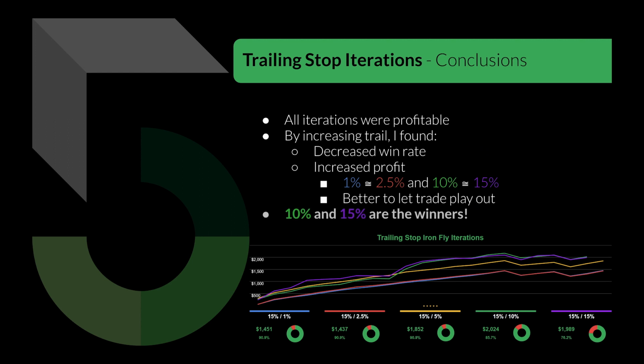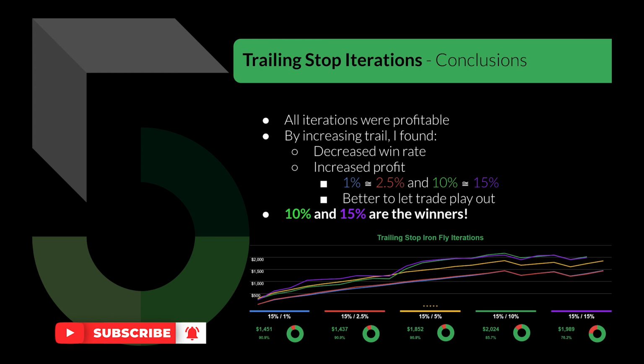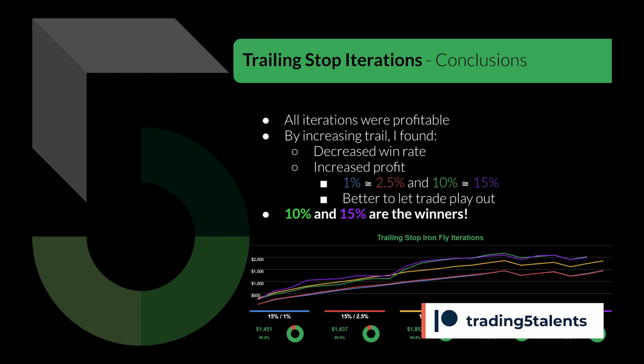So with all that said, I believe the 10 and the 15% trails are the winners of this iteration set. And there really isn't much difference. If you look just at the profit amounts, 2024 versus 1989, that's a $35 difference between these two. When you're talking about $2,000 and a $35 difference, there's really not too much difference to me with that $35 spread.